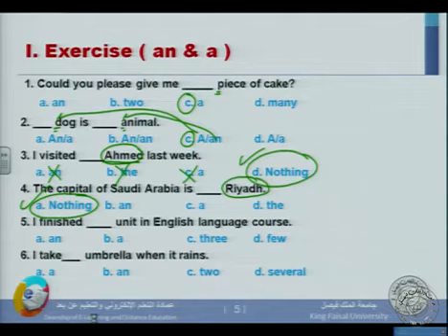Number 5: I finished a blank unit in the English language course. I finished a unit, an unit, 3 units, few units. I will leave number 5 and 6 for you to do now. Okay, so go ahead and do it now. So this is for you, 5 and 6. You should do it by yourself.